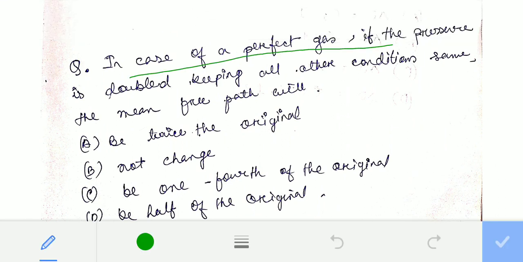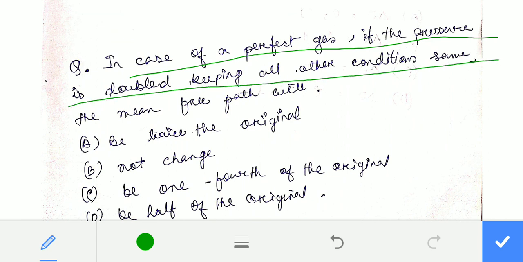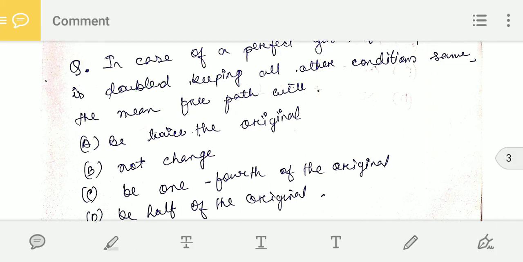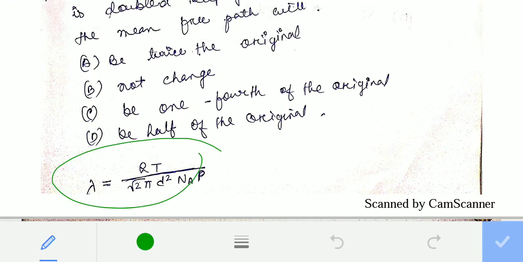In case of a perfect gas, if the pressure is doubled, keeping all the conditions same, the mean free path will be, right? The only thing which is changed is the pressure, which is just doubled, and all other conditions remain the same. So this is the mean free path relation, where lambda is the mean free path, and from this relation you get to know that lambda is inversely related with the pressure.